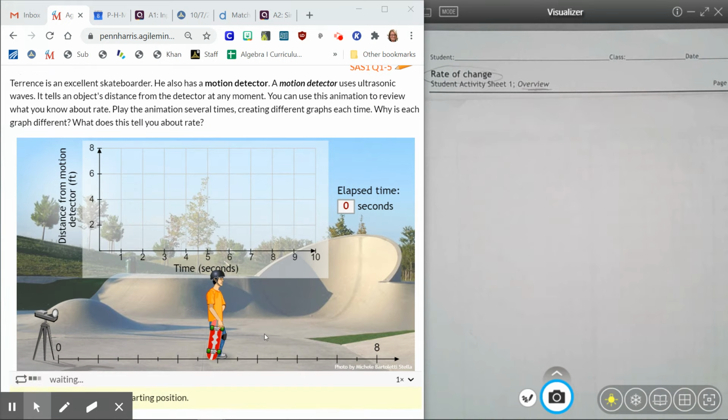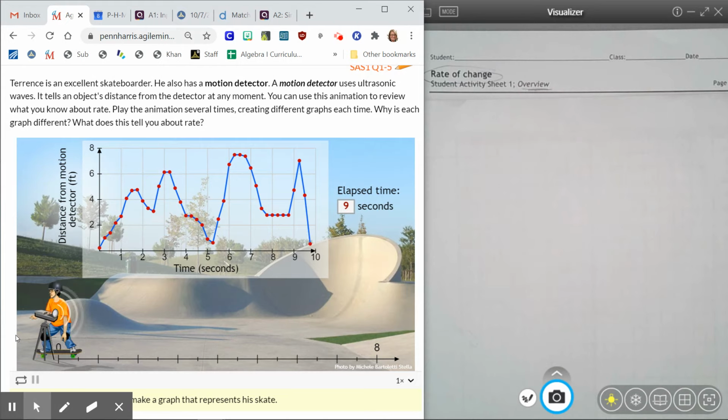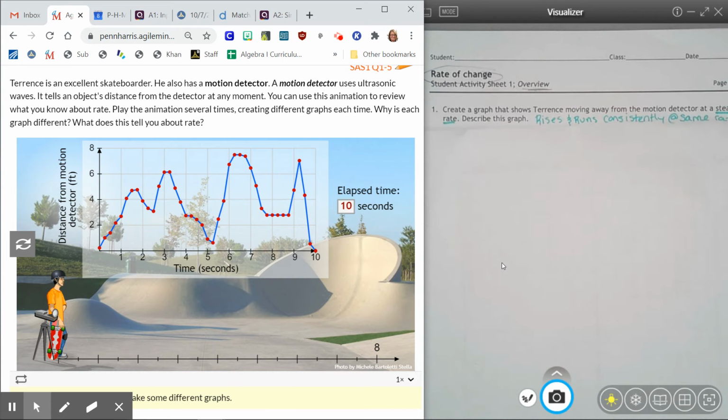So we can move Terrence around the screen and see what the graph does, and we can go back and forward, and we're getting closer to the motion detector, and we're going to get far away from the motion detector, and it's all over a course of 10 seconds. Okay. So with this, we're going to go through some of these questions.